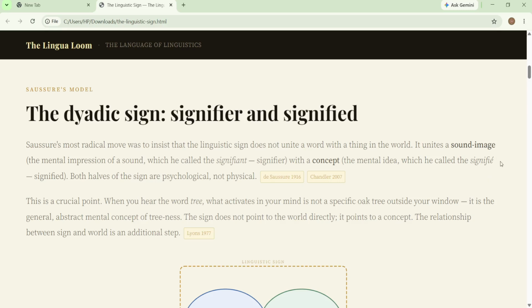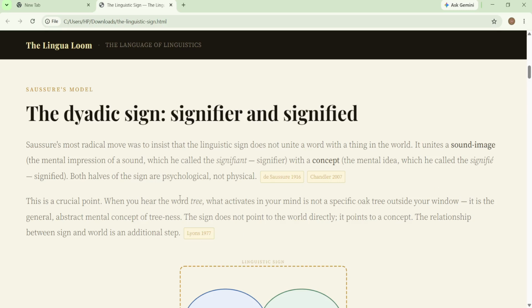This is in French, which in English means signified. Both halves of the sign are psychological, not physical. So according to Saussure, a sign cannot directly associate with a real thing, a real object in the world. There should be a mental concept through which they are connected.